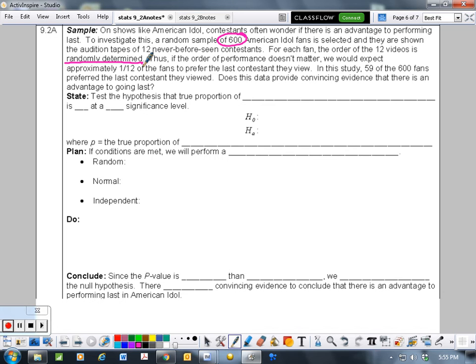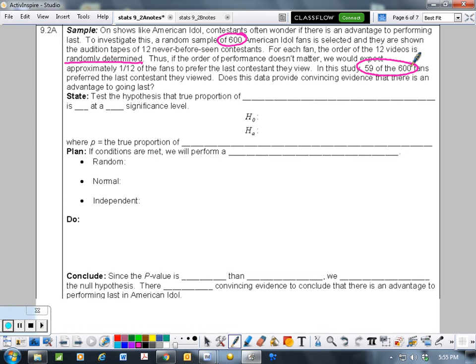Thus, if the order of performance doesn't matter, we would expect approximately 1 out of 12 fans to prefer the last contestant they view. In this study, 59 of the 600 fans preferred the last contestant they viewed. Does this data provide convincing evidence that there is an advantage to going last?